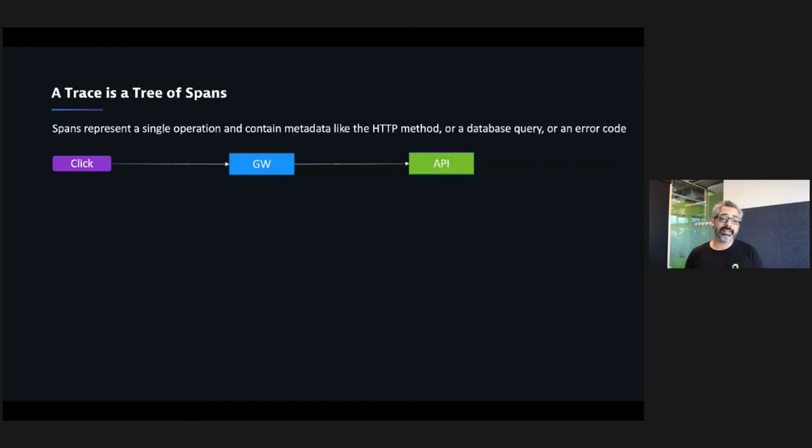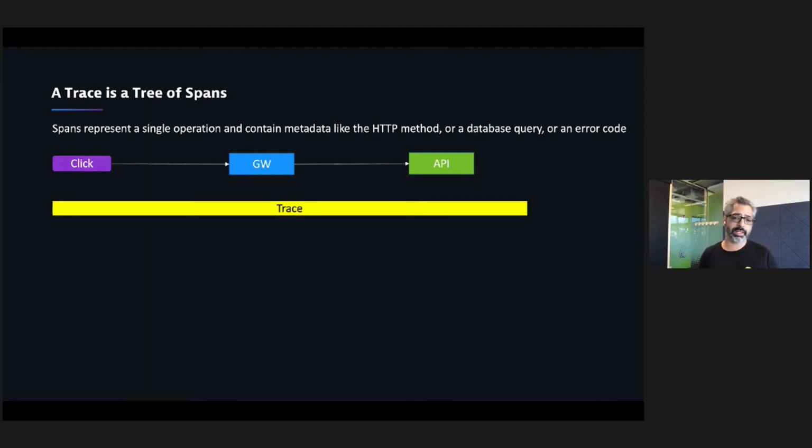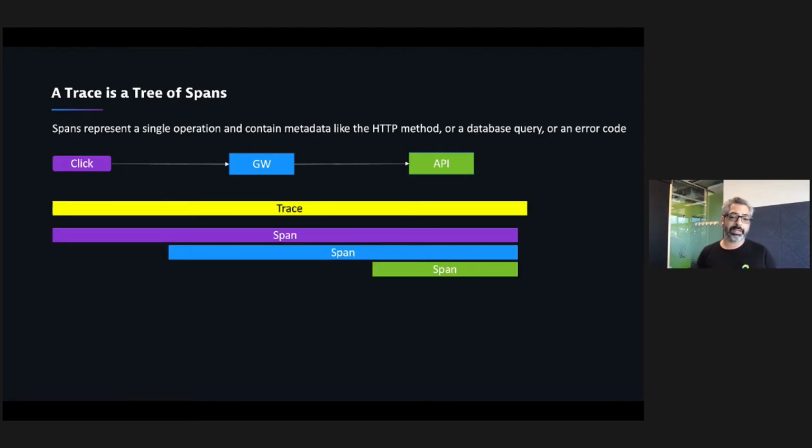That said, a trace is also a tree of spans, because spans represent a single operation and contain metadata like the HTTP method, or also a database query or some error code. So if we look at the trace again, we will also have spans below that. These are now single operations that are running in your tiers. Usually they're also represented in a Gantt chart. And then maybe you have a database.